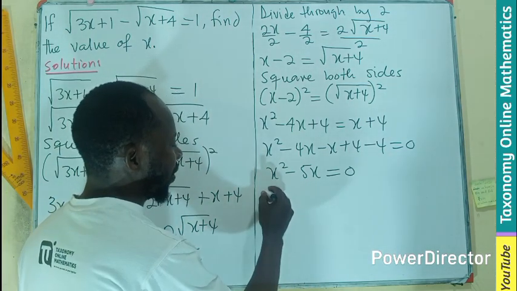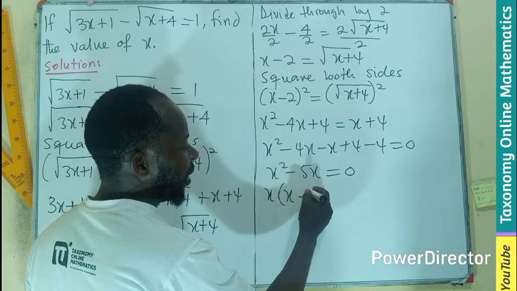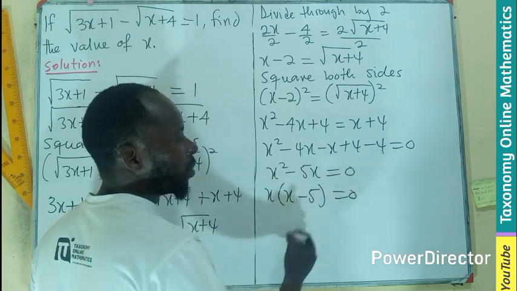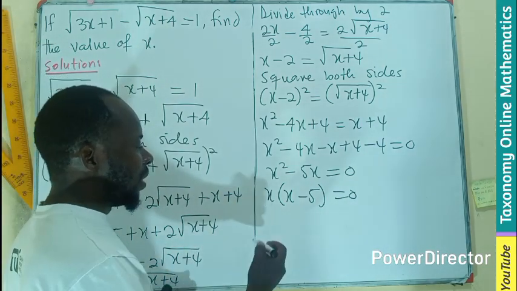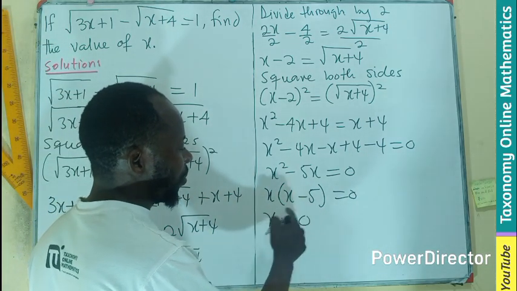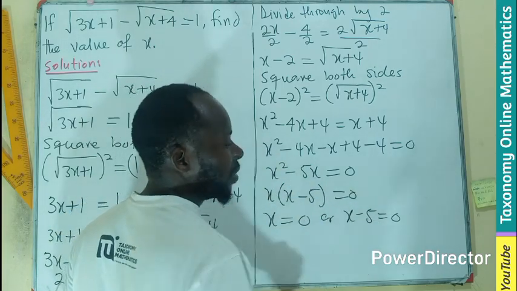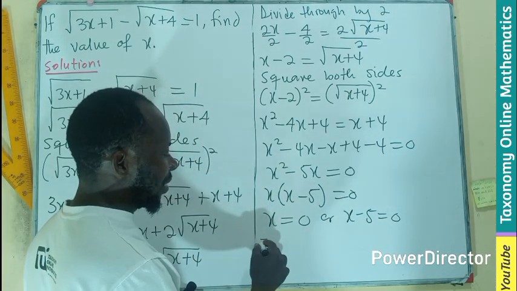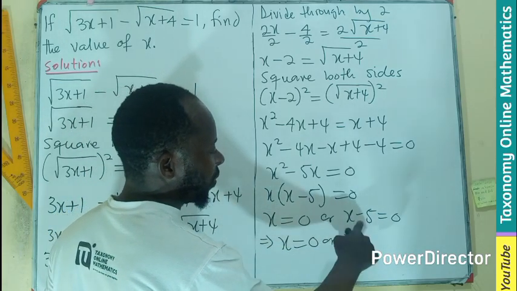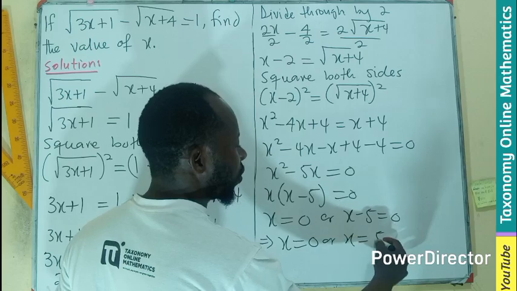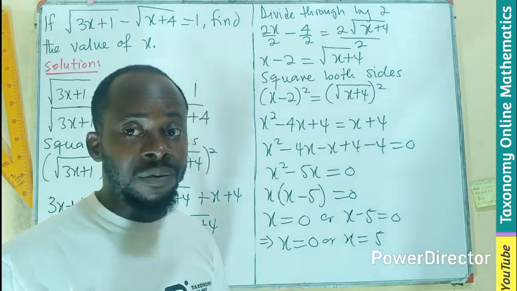If I factorize x out, dividing this will give you only x, dividing this gives you x minus 5 equals 0. Since both factors multiply to give us 0, it means that the first term is 0, I mean this one, or the x minus 5 is 0. So it implies that you are going to have x equals 0, or x, when this is transposed, equals positive 5. So these are the values that we are hoping to get for x.